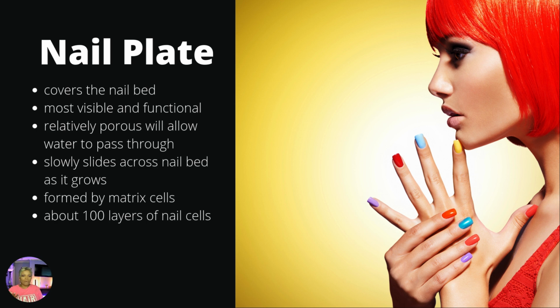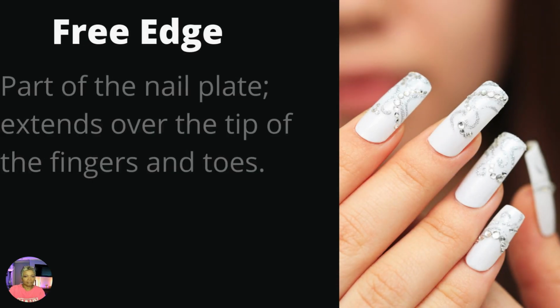Okay, it's the most visible, relatively porous. Of course, that's the water content we talked about, and as it grows, it slides across the nail bed to grow out. And it's formed by the matrix of the nail cells. So those are hundreds of cells in the nail bed. There's like 100 layers of nail cells there. And as it grows, it pushes over that bed and then it extends out to a free edge. So that's what the nail plate is.